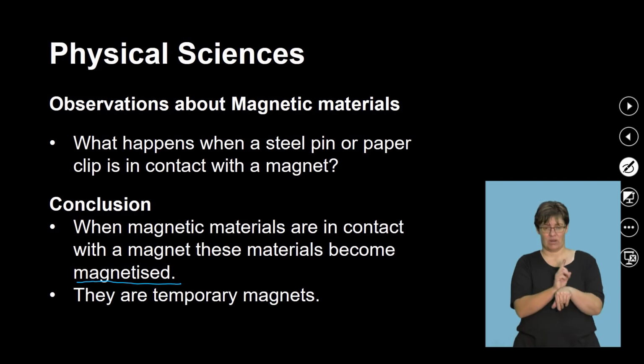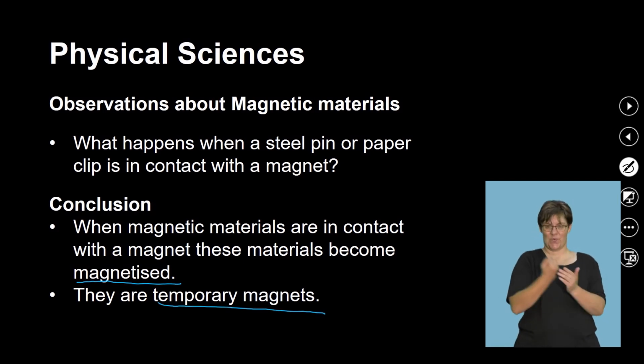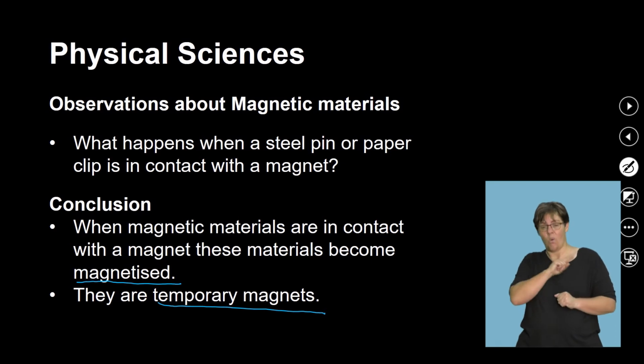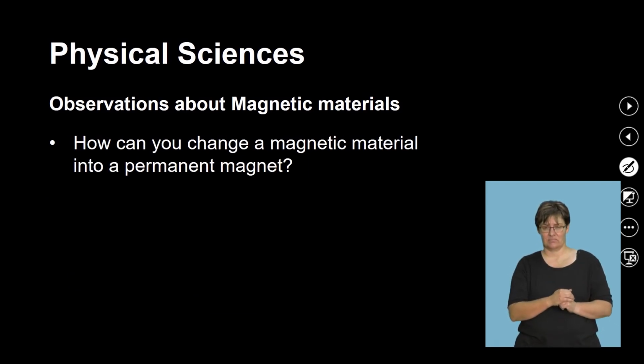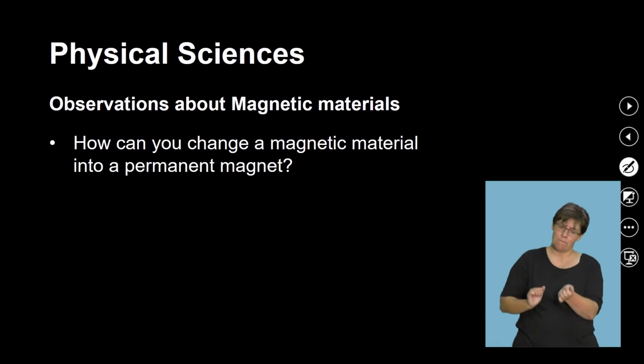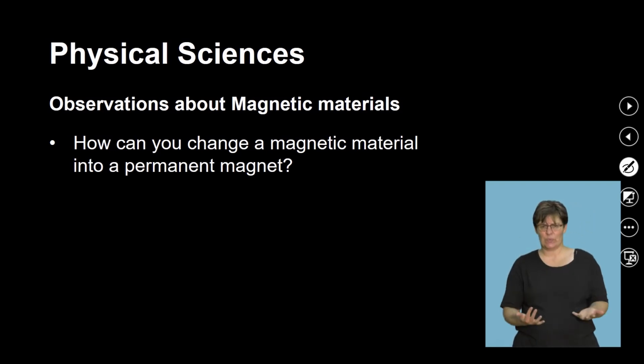Now, we call them temporary magnets. So the new term that we have now is temporary magnets. It means these magnetic properties only exist while it is in contact with the magnet. So that's a very crucial observation, all right? Now, how can you change a magnetic material into a permanent magnet, right?